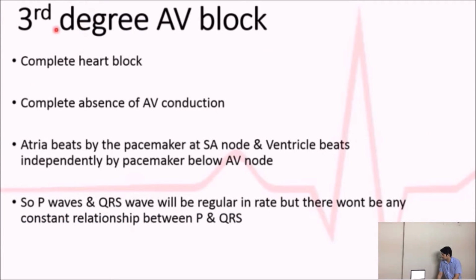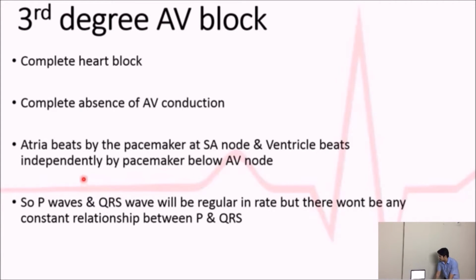Now we understand the second degree blocks. Now we go to the third degree AV block, that is also called the complete heart block. When there is a complete heart block, there is complete absence of AV conduction. So whenever the AV conduction doesn't happen, the atria beat by the pacemaker at the SA node and the ventricle beats independently by a pacemaker below the AV node. So you have two independent pacemakers which are beating and they are not related to each other.